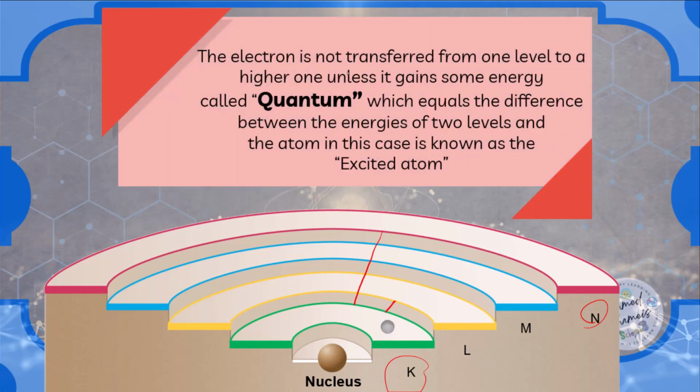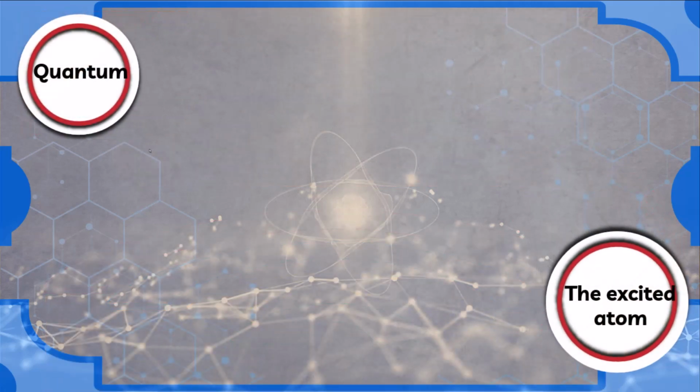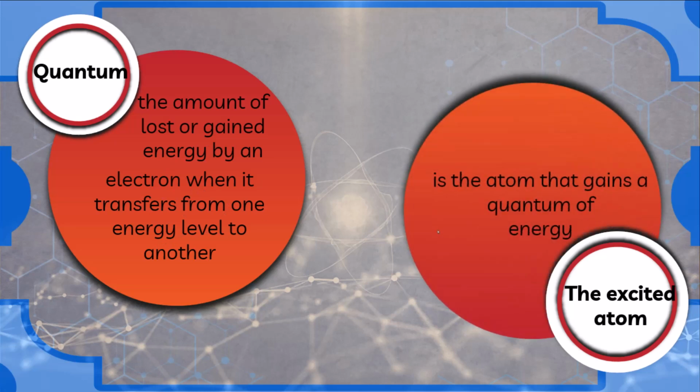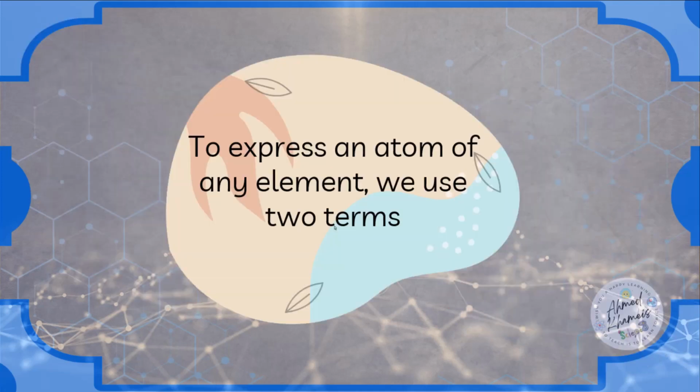So the electron is not transferred from one level to a higher one unless it gains some energy called quantum, which equals the difference between the energies of two levels. In this case, the atom that gains energy is called an excited atom. So the quantum is the amount of lost or gained energy by an electron when it transfers from one energy level to another. The excited atom is the atom that gains quantum of energy.